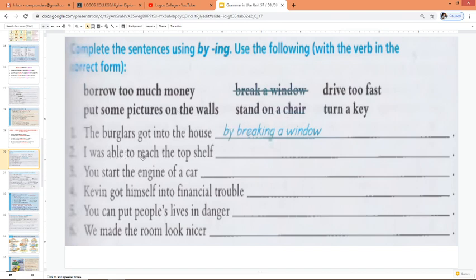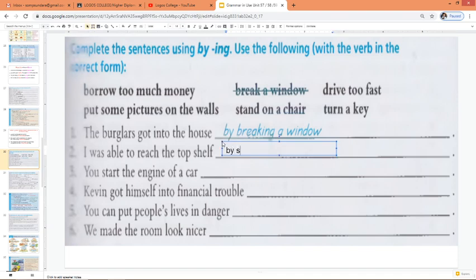Number two, I was able to reach the top shelf. How were you able to reach something above you? By standing on a chair. All right. Number three, you start the engine of the car. How? What do you use to start the engine of a car? A key. By turning the key. Okay. I'm going to let you finish 4, 5, and 6.